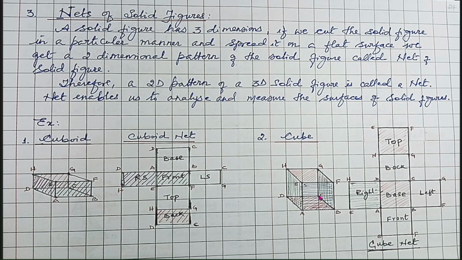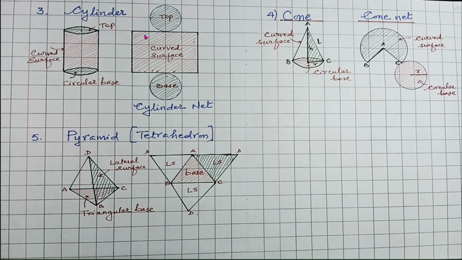Similarly, a cube can be cut open and displayed to get 6 square faces. So we have the base here, the right face, the left face, the back, the front, and the top. In all, we have got 6 square or 6 congruent faces, which is the net of the solid figure, that is the cube. Similarly, we have the net of a cylinder, and you know that cylinder has 3 surfaces: a curved surface, a circular base, and circular top.